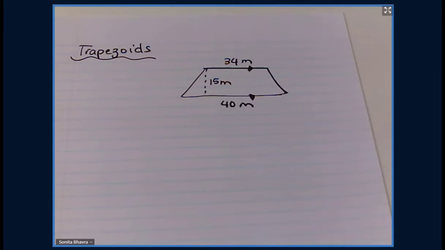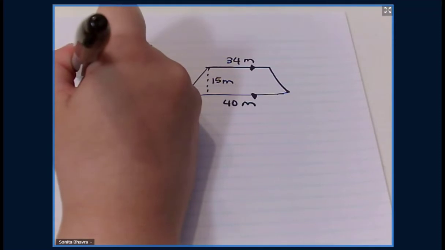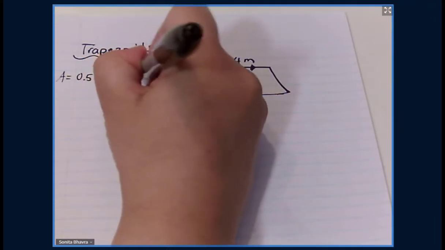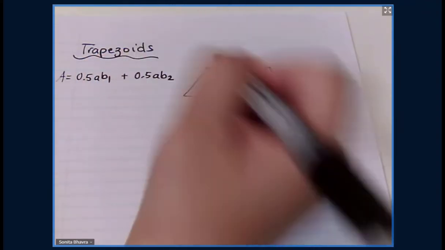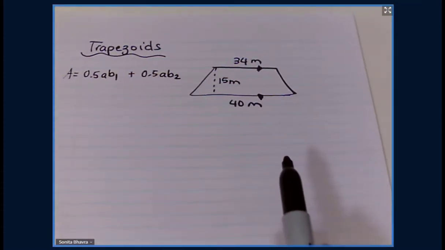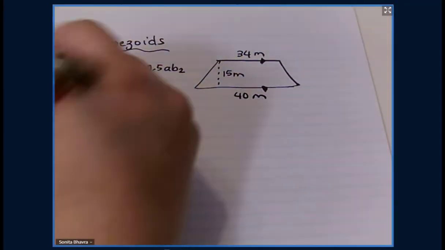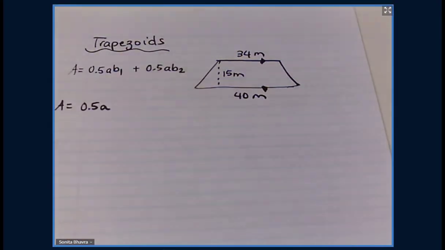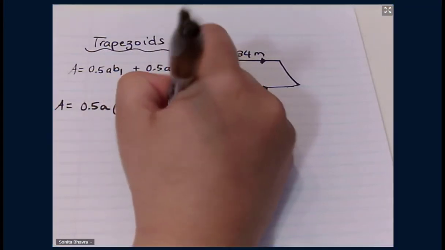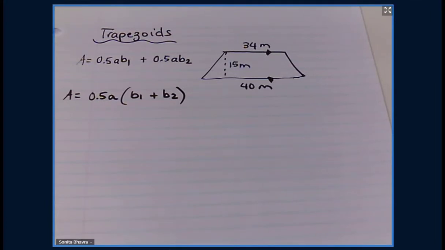Okay, so trapezoids have two formulas you can use. Area is equal to 0.5 A b1 plus 0.5 A b2, because there are two bases here. The other formula you can use is area is equal to 0.5 multiplied by the A, and then in brackets we have base 1 plus base 2. Either formula you can use to calculate the area of a trapezoid.